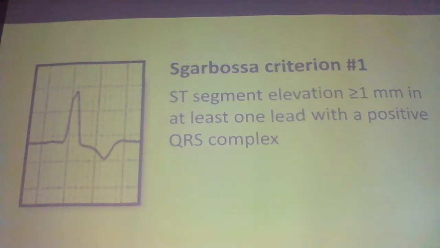Now, there are 3 Scarbossa criteria that point towards the diagnosis of myocardial infarction. The first of these says that if we see ST segment elevation of at least 1 millimetre in at least one lead with a positive QRS complex, then we should start thinking about the likelihood of an acute myocardial infarction. So normally, if we have a positive QRS complex, then we see ST segment depression. But if we are looking for evidence of acute myocardial infarction, what we'll be looking for is ST segment elevation in these leads. So in other words, we'll be looking for concordance rather than discordance between the direction of the QRS complex and the direction of the ST segment.